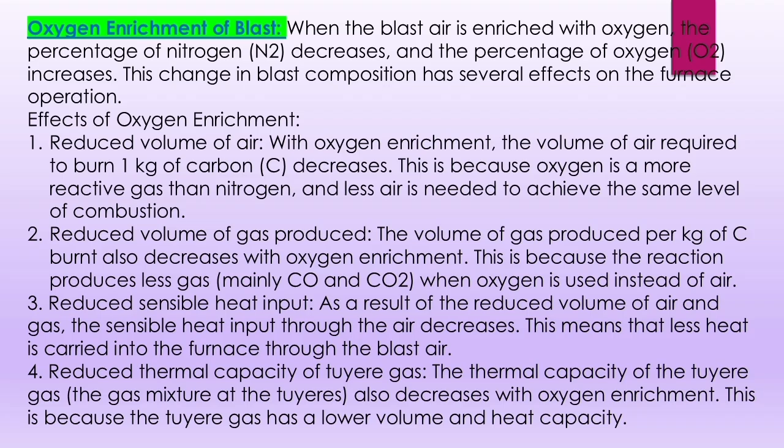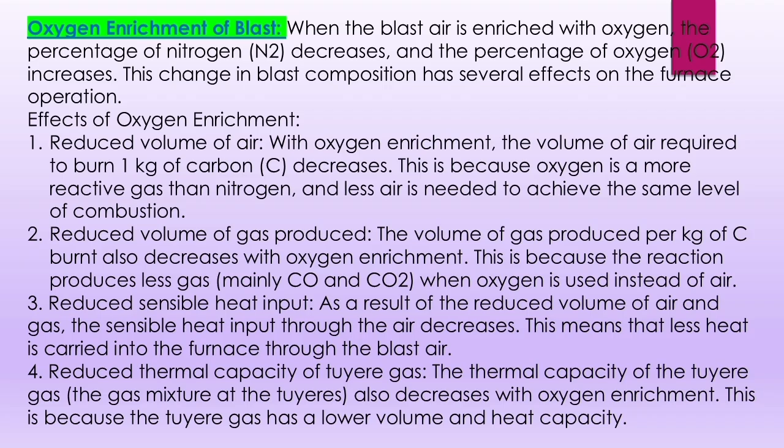This is because oxygen is a more reactive gas than nitrogen, and less air is needed to achieve the same level of combustion. 2. Reduced volume of gas produced. The volume of gas produced per kg of C burnt also decreases with oxygen enrichment. This is because the reaction produces less gas, mainly CO and CO2, when oxygen is used instead of air.